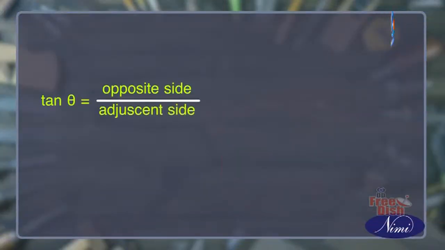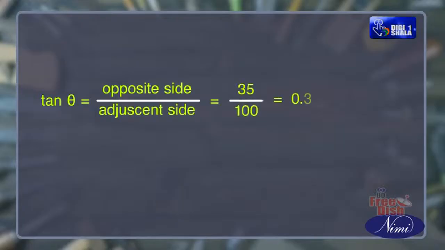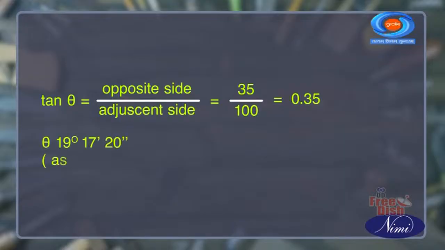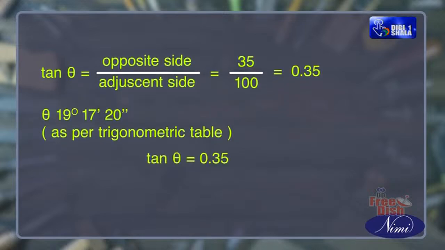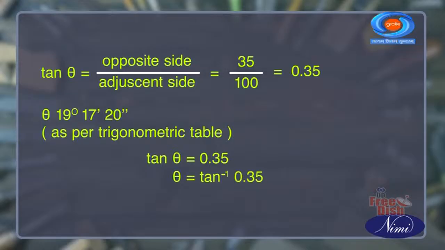Tan theta is equal to opposite side divided by adjacent side, which is equal to 35 divided by 100, which is equal to 0.35. Hence theta is 19 degrees 17 minutes 20 seconds. As per the trigonometric table, tan theta is equal to 0.35. Theta is equal to tan inverse 0.35. Theta is equal to 19 degrees 17 minutes 20 seconds.